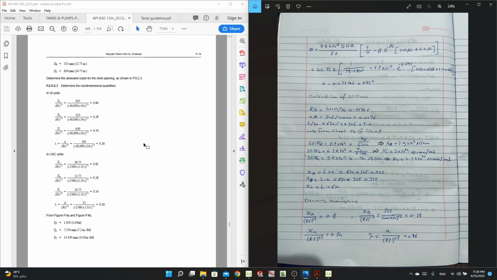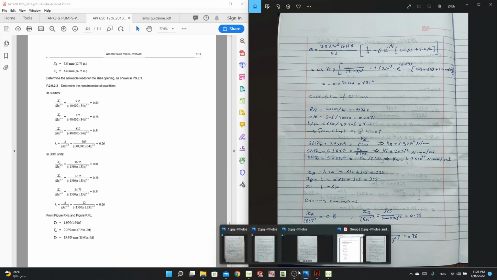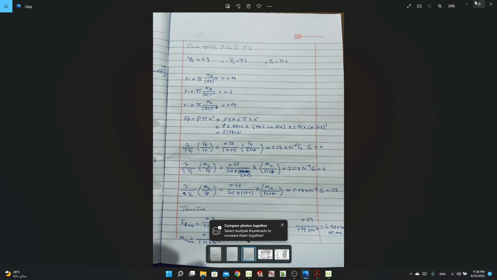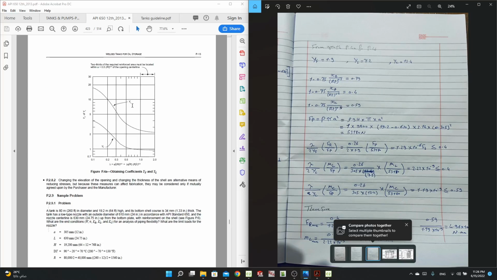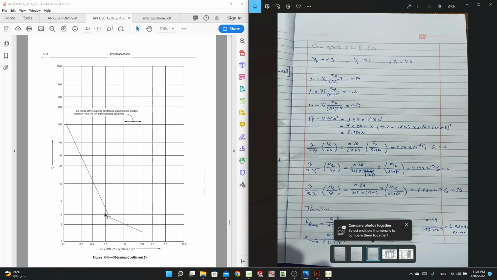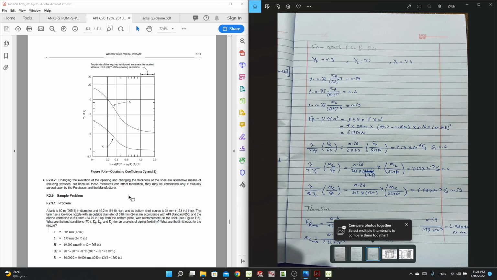After calculating this non-dimensional parameter, what we will do, we will go back here to these two charts, or two graphs, which are P4A and P4P, to calculate YF and YL and YC, which are the flexibility factors, our flexibility coefficients. How can we calculate them? How can we get them?